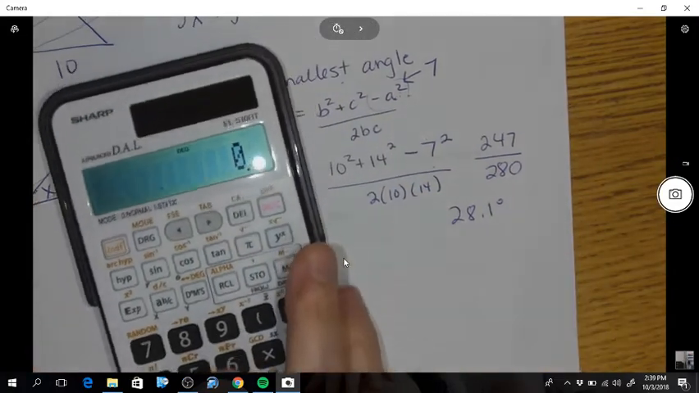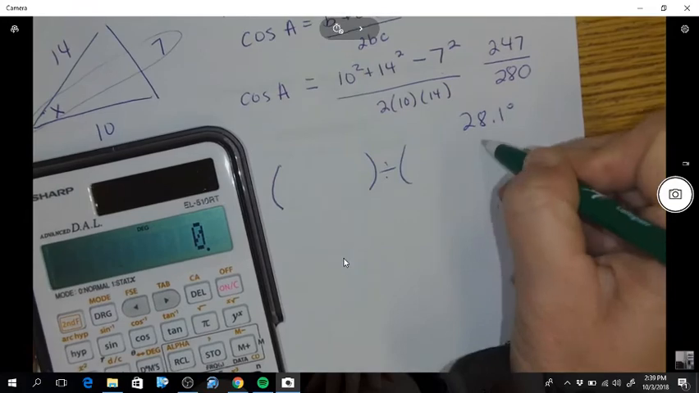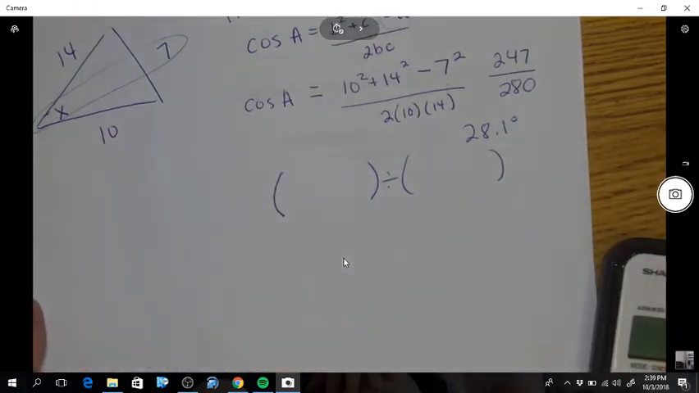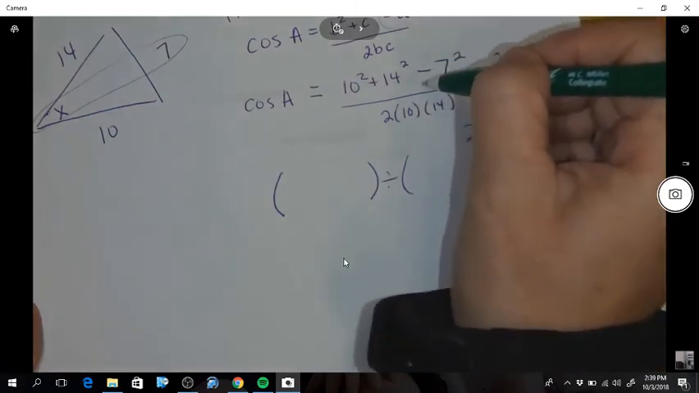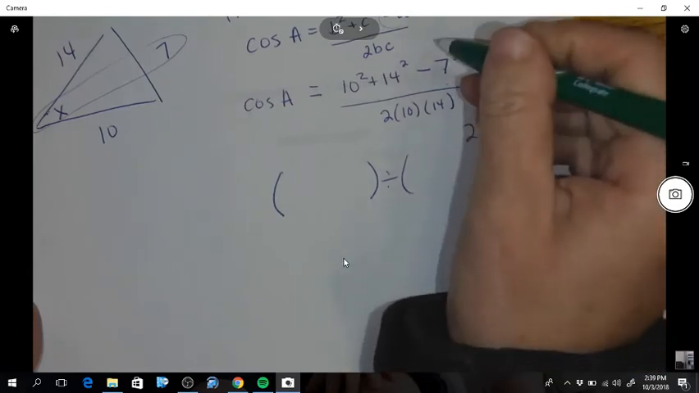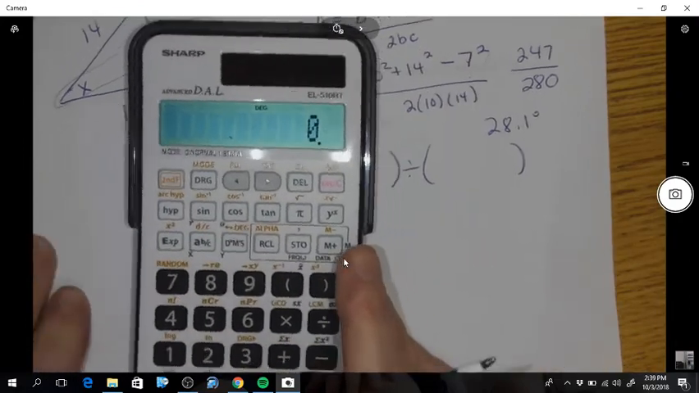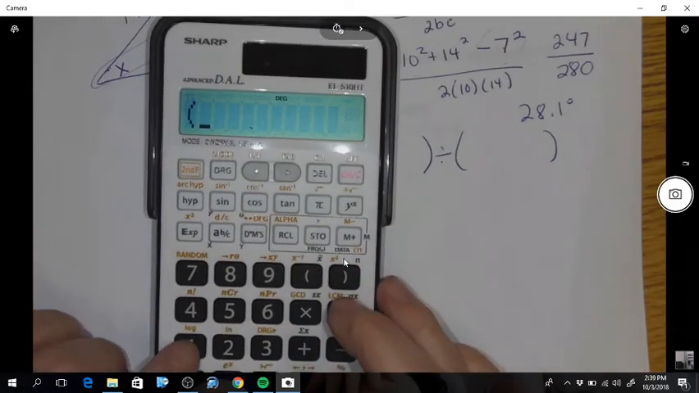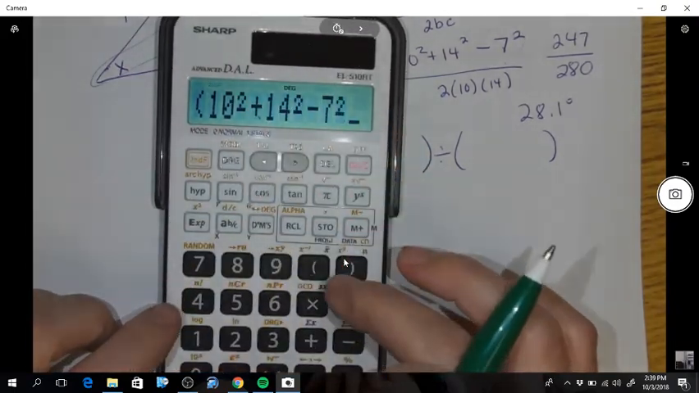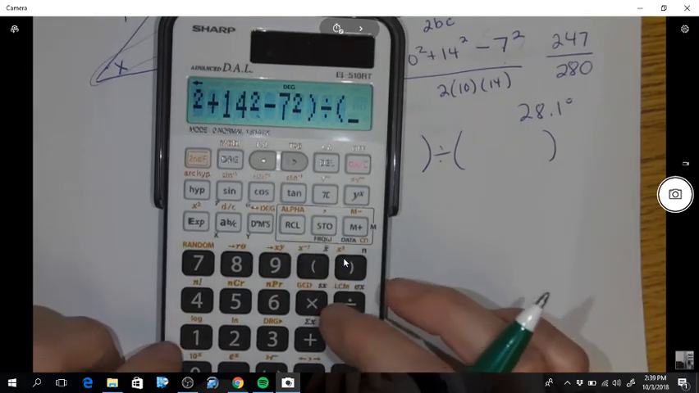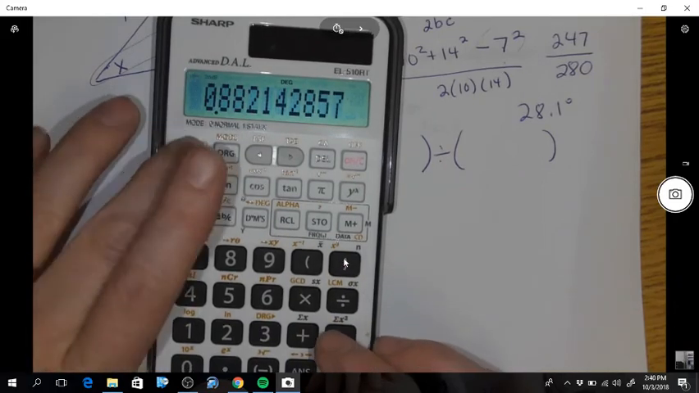Okay, that's method 1 you could do. The faster method is that you contain everything in the top divided by everything in the bottom. Because if you type it all in one step, the order of operations it's going to pick is to take this divided by 2 instead of all of this divided by all that. Okay? So typing it all in is not going to give you what you want. So that would look like this. Brackets, 10 squared plus 14 squared minus 7 squared, bracket, divided by, bracket, 2 times 10 times 14, bracket, cos inverse.